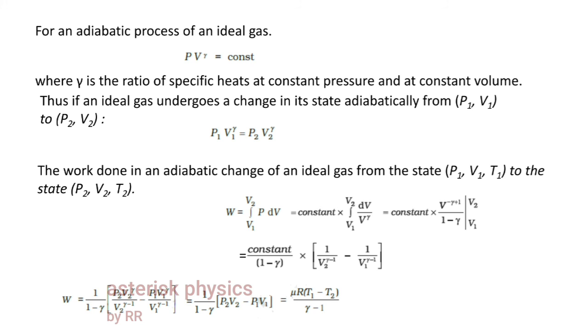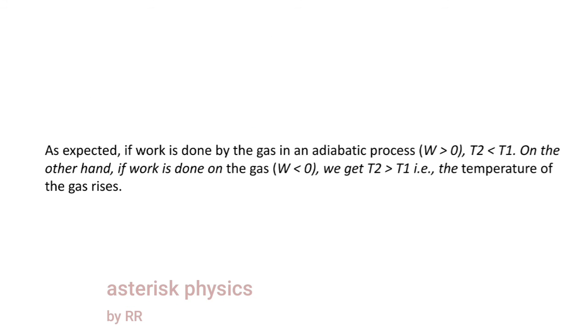That is, P2 V2 is replaced in terms of μRT, using the formula PV = μRT. So μR(T1 - T2)/(γ-1). As expected, if work is done by the gas in an adiabatic process, W is greater than 0. Therefore, T2 will be less than T1. On the other hand, if work is done on the gas, then W will be less than 0. We get T2 greater than T1. That is, the temperature of the gas rises.